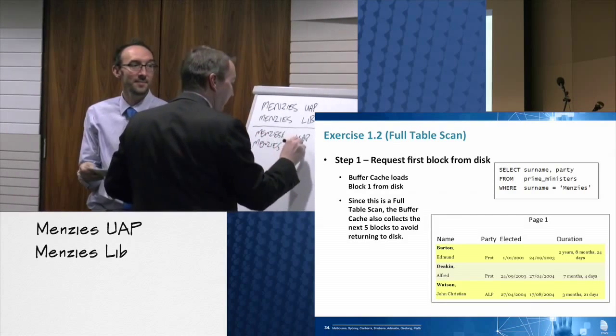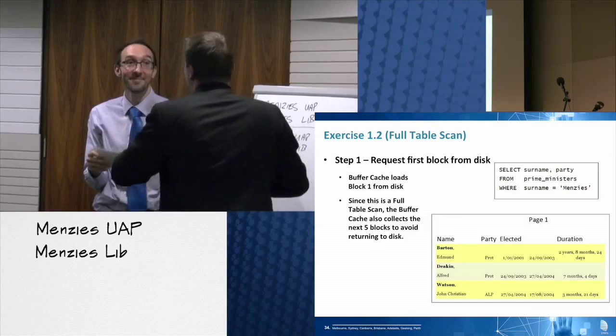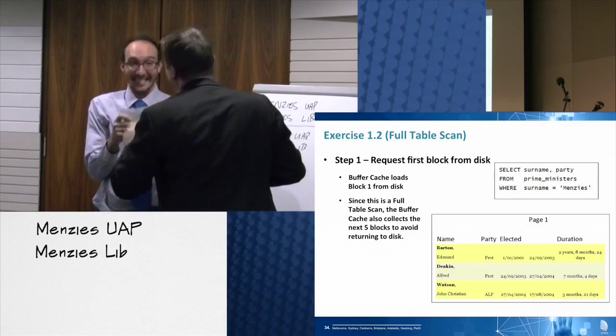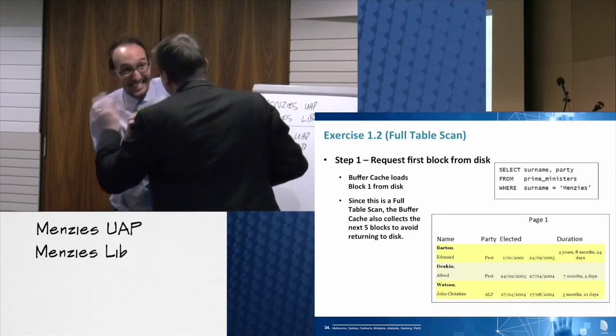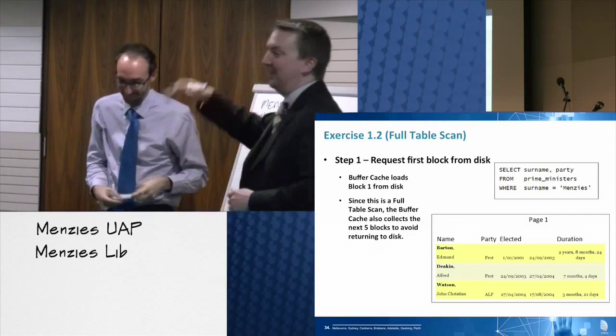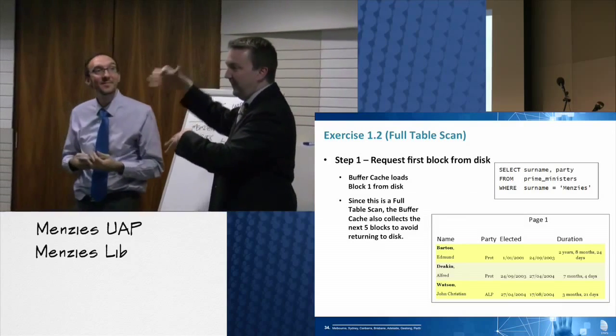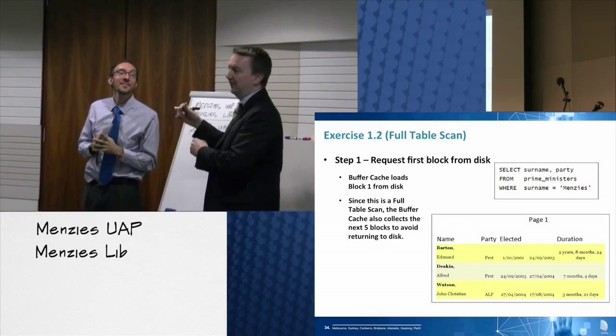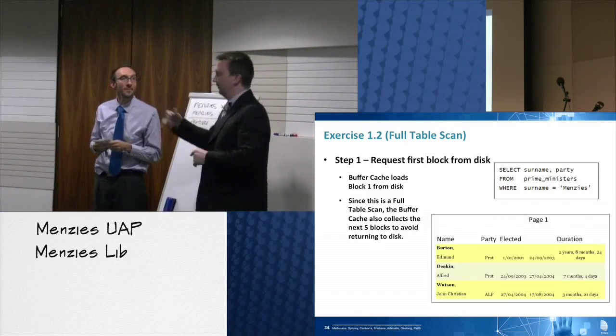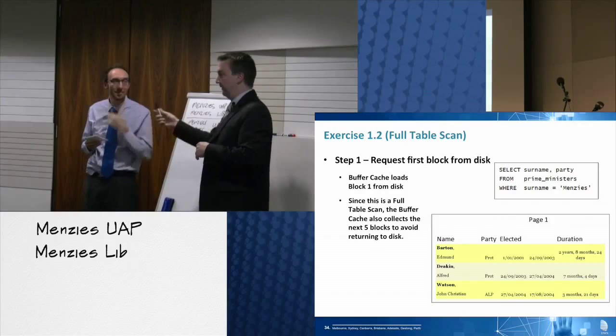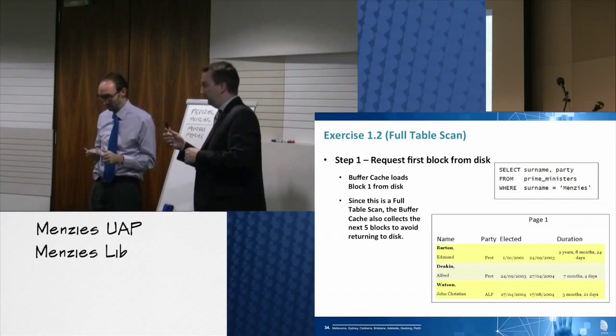Menzies lib. Okay, fantastic. 8, no. 9, no. 10, no. 11, no. 12, nothing, no Menzies there. Right, so I've done a full table scan, I've read all of those, and that's actually a good exercise. That's how fast stuff can be read from memory. Reading from memory and reading from disk, very, very different things. Reading from disk slow, reading from memory, very, very fast.